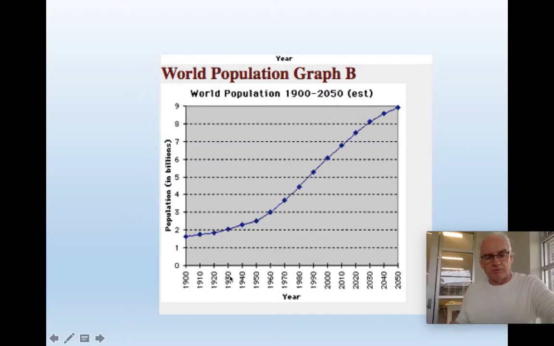Yet again, we've got a nice title. We've got nice axes, clear scale, all right, and clear labels to tell us that this graph is, well, in fact, salty.